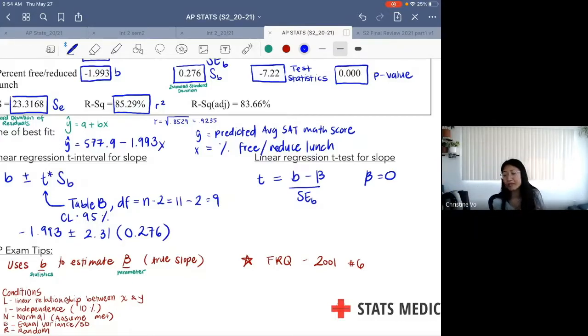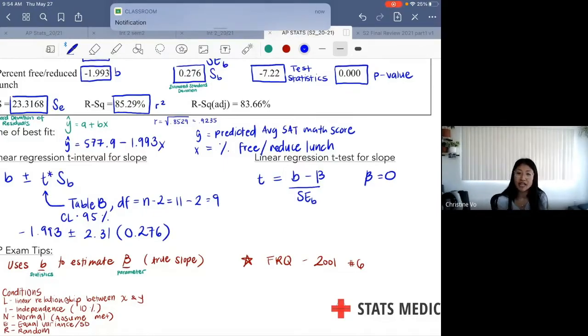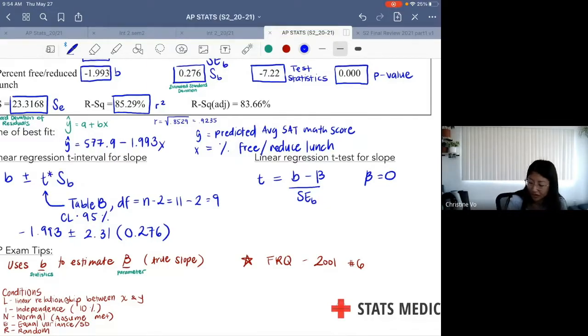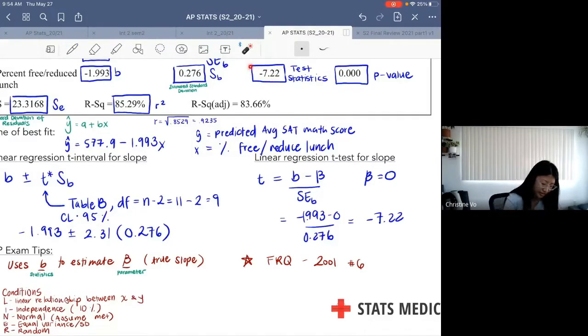So when I'm talking about my null hypothesis, you'll put beta equals 0, and then the alternative is beta less than or greater than 0. So if I were to indicate beta equals 0 and plug in the values, I would use these values. Okay, and that will give me negative 7.22. And notice that this is what our test statistic says, 7.22. So I know I'm doing something right. And the p-value, if I were to plug this into the calculator, I would get 0.000. So I will basically reject my null hypothesis. So there is a relationship.